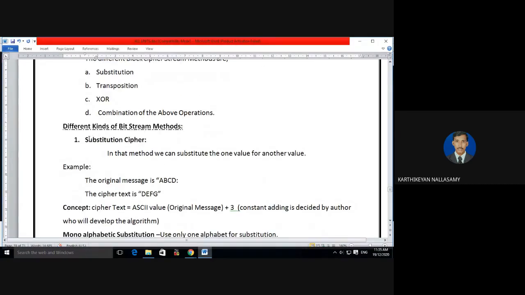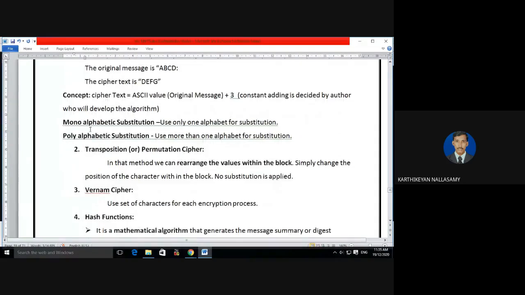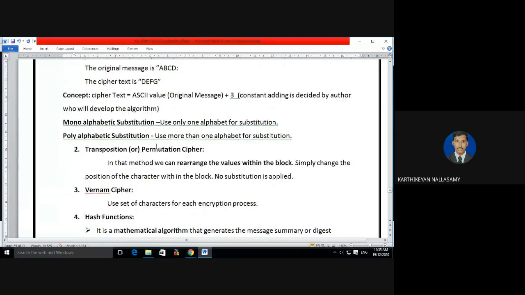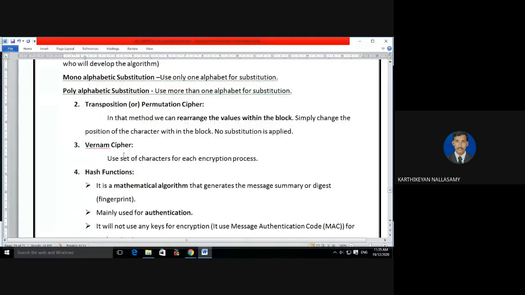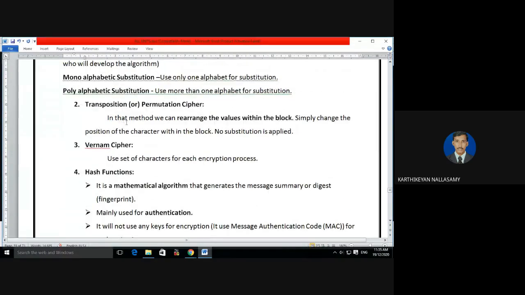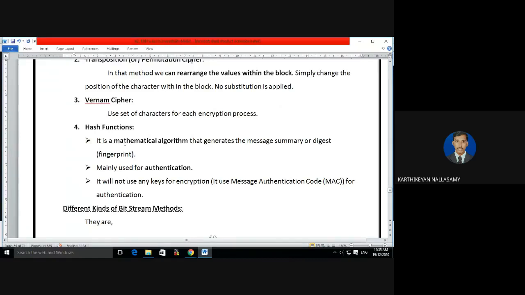Okay, so we know what a substitution cipher is. Instead of one character, we substitute a different character, based on the key we use. Also, mono-alphabetic substitution and poly-alphabetic substitution are possible inside a substitution cipher. And in transposition or permutation, we rearrange the values within that block, such as the Vernam cipher. I think we already discussed these methods in cryptography and network security, so I don't need to go into much depth on them. We can just recall them.